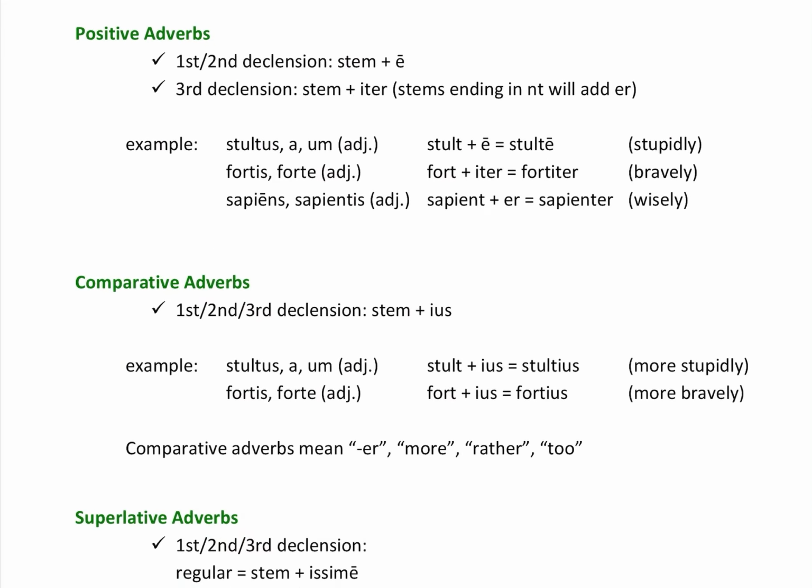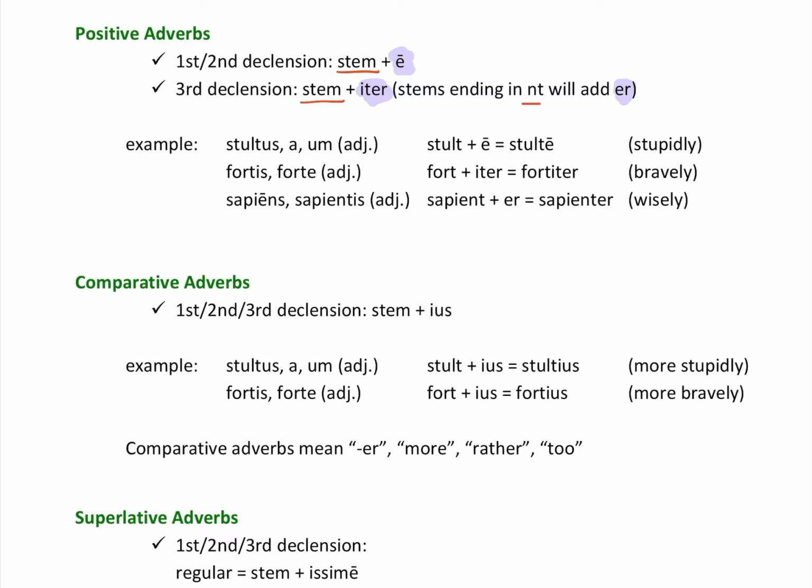All right, let's take a look at positive adverbs. So, although they don't decline, adverbs do have positive, comparative, and superlative forms. And for positive adverbs, if it's a first and second declension adjective, all you do is you take the stem and you add an E to it. Third declension, you take the stem, how we formed it up above, and you add iter. Now, stems of third declensions ending in NT, which I'll show you in a minute, add instead just ER.